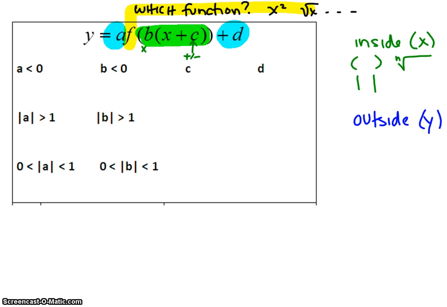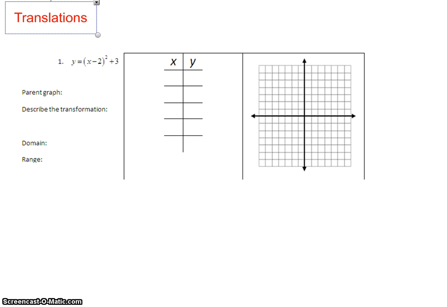Okay. So I'm going to start with the outside stuff first, because that's pretty simple. And the easiest one's your d. What d is going to do is move your graph up and down. So for instance, when I see this 3 on the outside, what that's going to tell me is that I'm going to move my graph up 3. Sorry, up 3. And we'll get to how that process is going to go in a little bit.